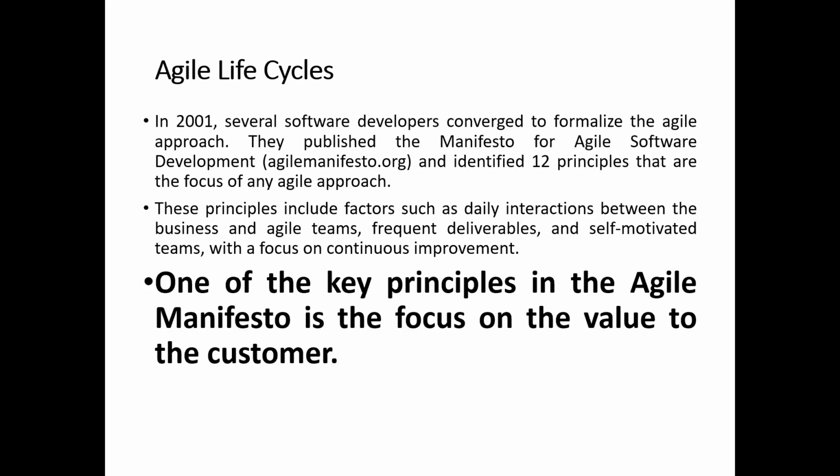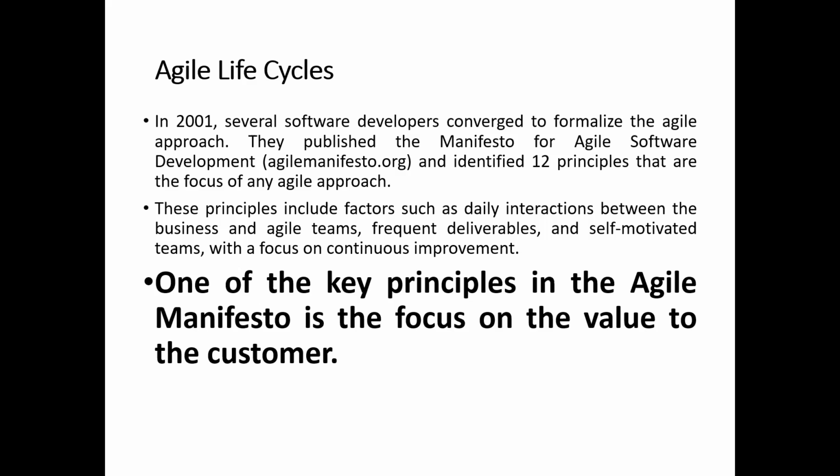Agile life cycle: in 2001, several software developers converged to formalize the agile approach. They published the Manifesto for Agile Software Development, agilemanifesto.org, and identified 12 principles that are the focus of the agile approach. These principles include factors such as daily interactions between the business and agile teams, frequent deliverables, and self-motivated teams with a focus on continuous improvement.